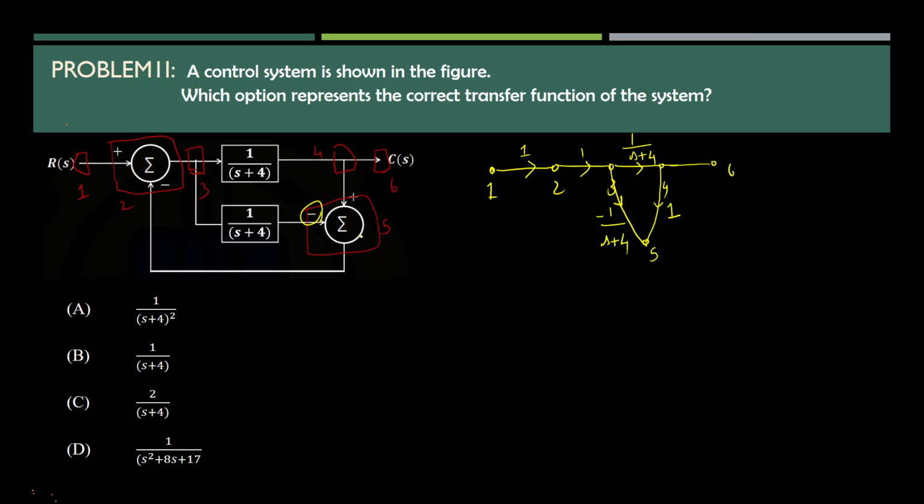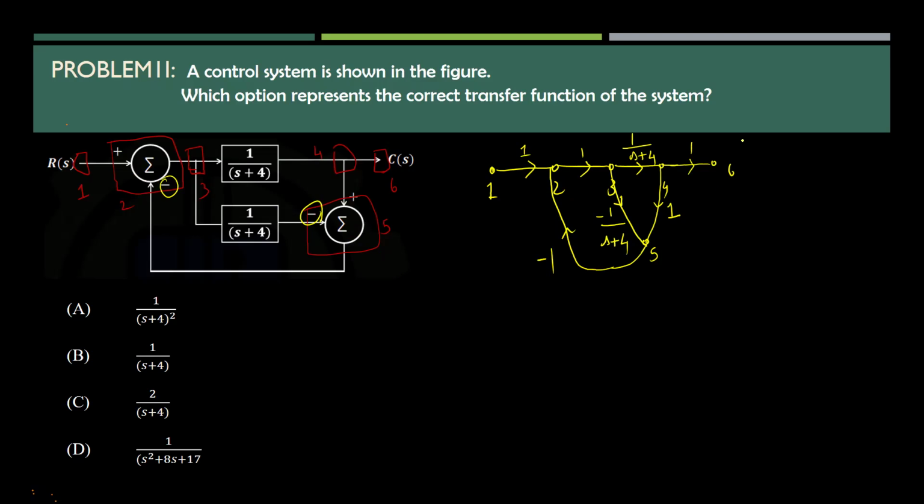That means from the output side summing point to the input side summing point, the signal is flowing to the input side summing point. So for that, we can represent like this, and we can put our arrow mark here. And this is gain minus 1, since this is a negative operator. So this is the equivalent signal flow graph for the given block diagram.